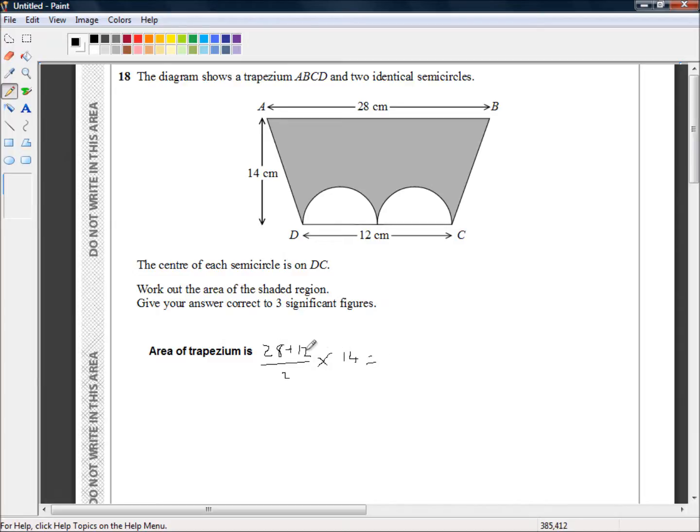28 plus 12 all divided by 2. 28 plus 12 is 40. 28 plus 10 is 38, plus 2 is 40. Divide that by 2 and that makes 20. And then 20 times 14, well, 2 times 14 is 28, multiplied by 10 is 280. But again, if you can't do that in your head, you can use a calculator. And that's centimetres squared.